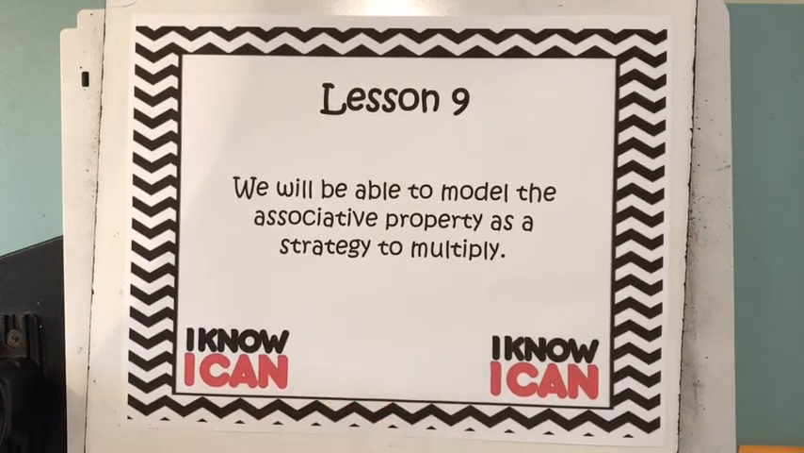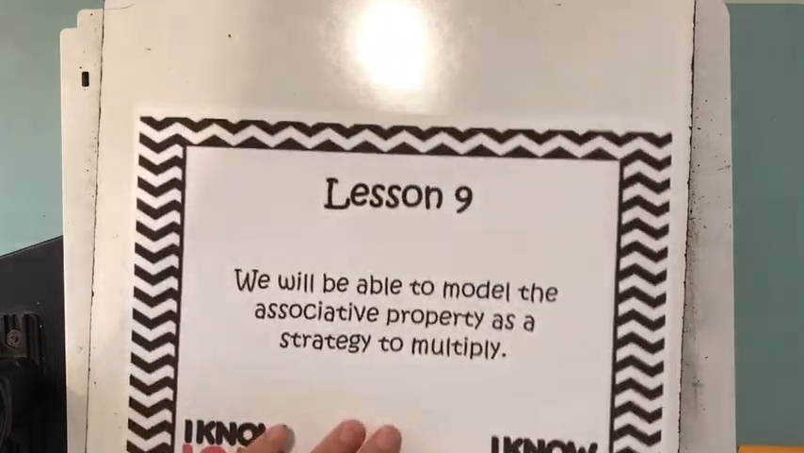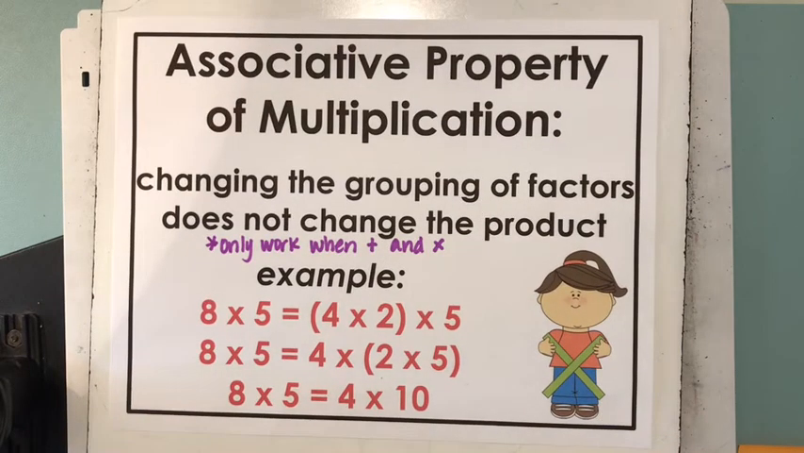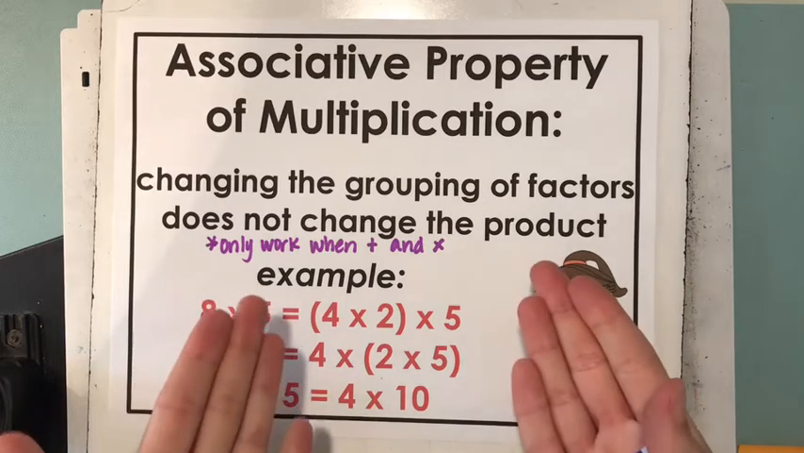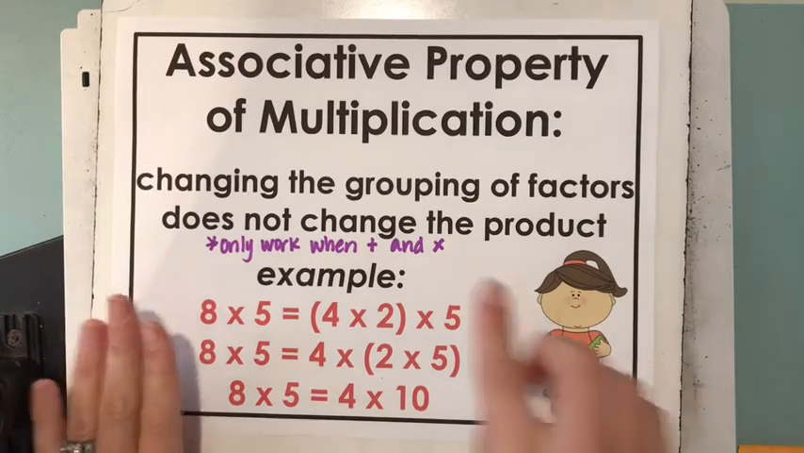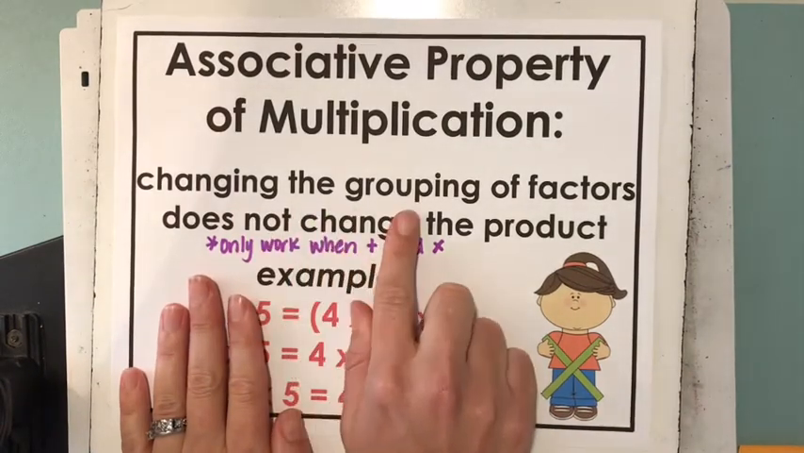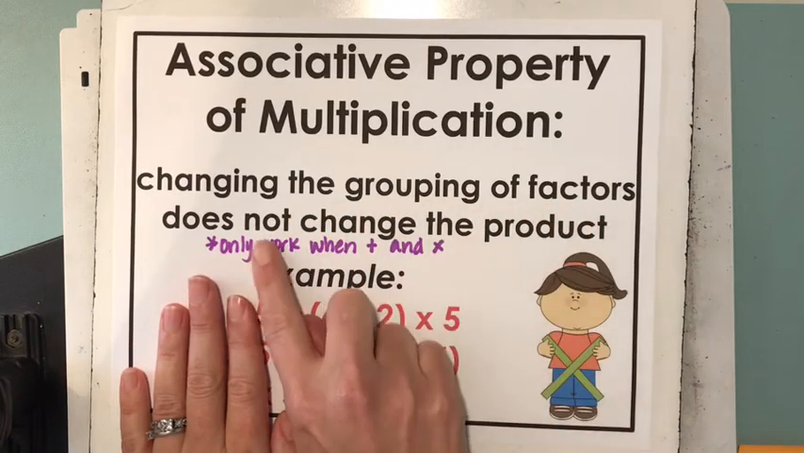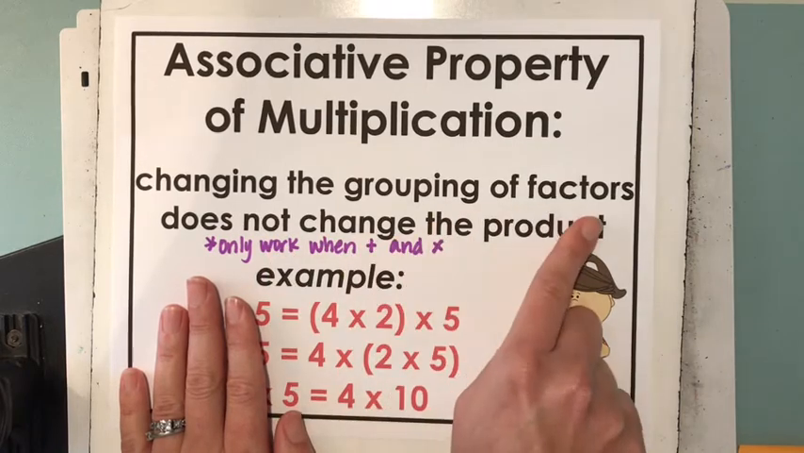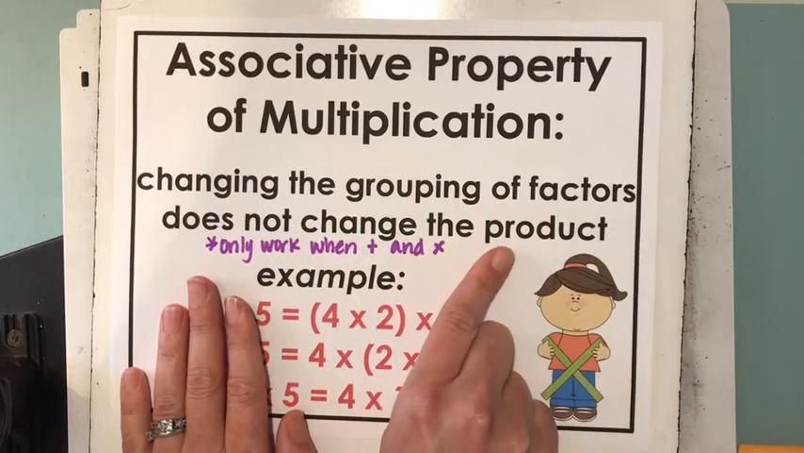There is no application problem today. I am diving right into the lesson. So here is what the associative property means. I know this says multiplication, but it also works for addition. It does not work for subtraction or division, only addition and multiplication. What it means is that changing the grouping of factors does not change the product. Or if it was addition, changing the grouping of addends does not change the sum.